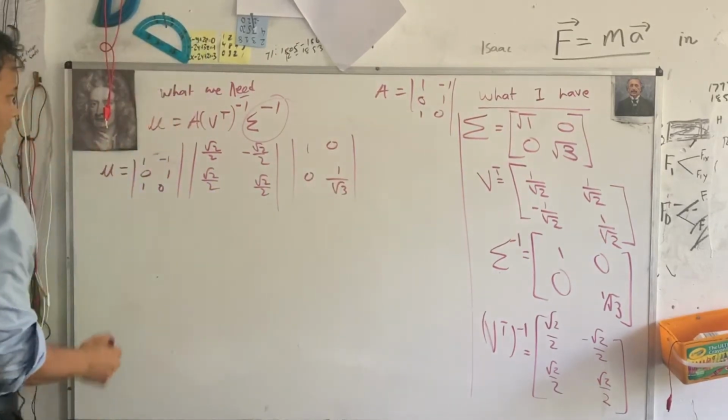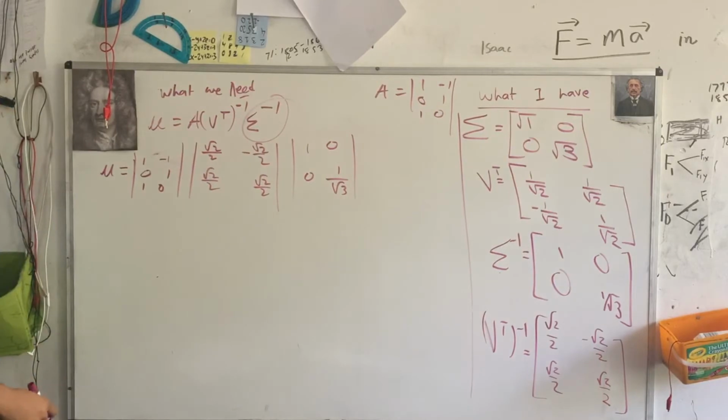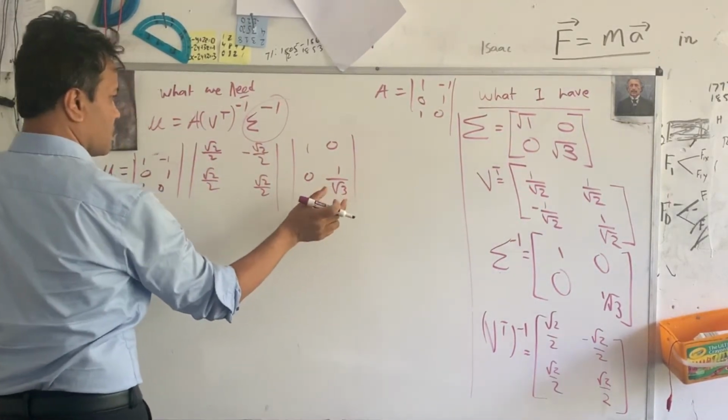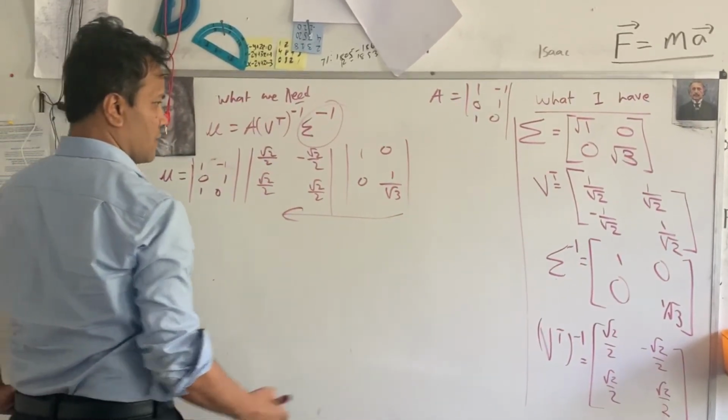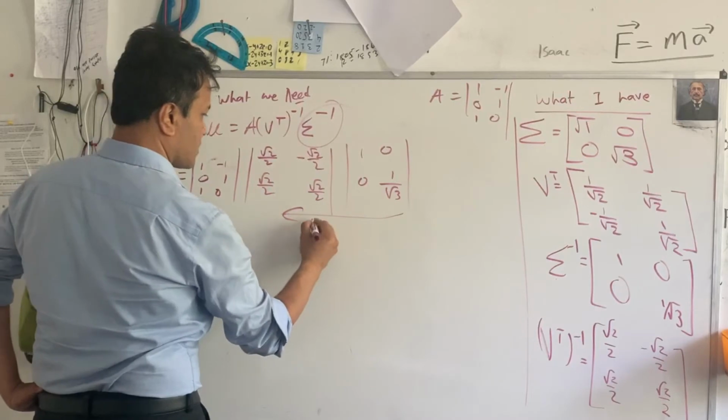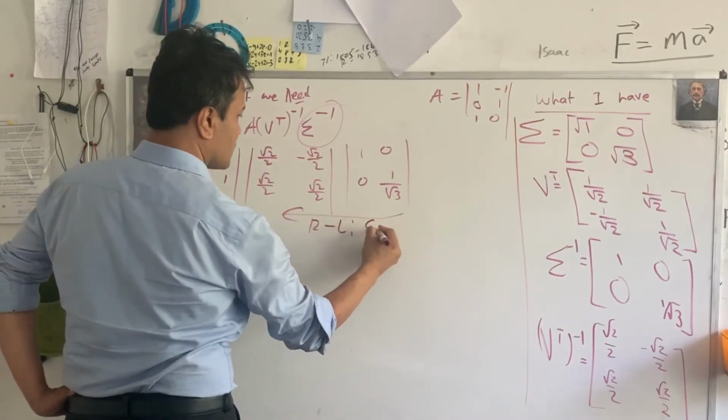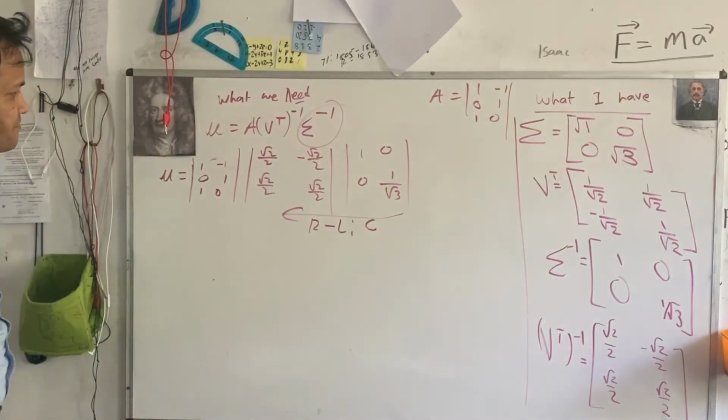Now we have to do multiplication. We have 3 matrices, so we have to do multiplication. Let's do this one and this one, and let's go from right to left. Right to left, we have to do the column.